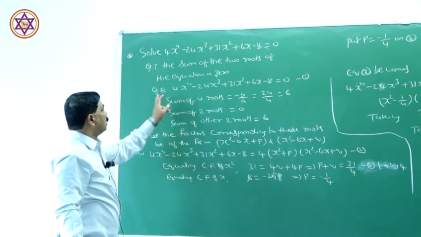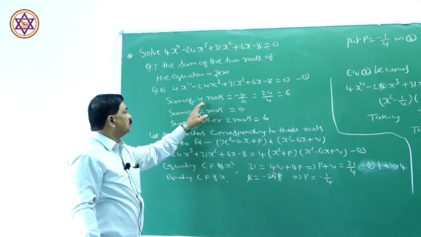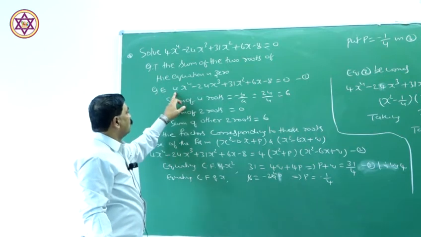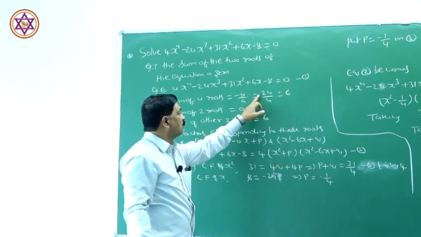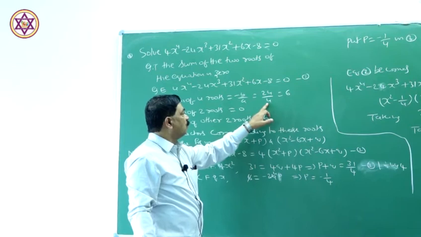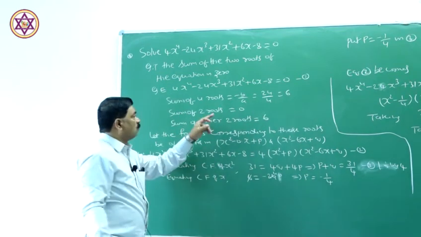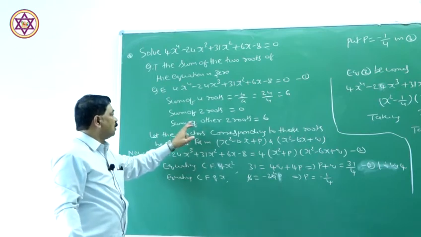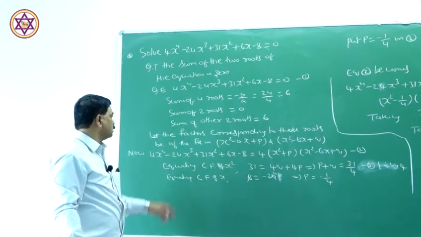I am considering the given equation. Sum of 4 roots, formula minus b by a. Here a is 4, b is minus 24, minus of minus 24 divided by 4 we get 6. Sum of two roots is 0, given in the problem itself. Sum of the other two roots is equal to 6.